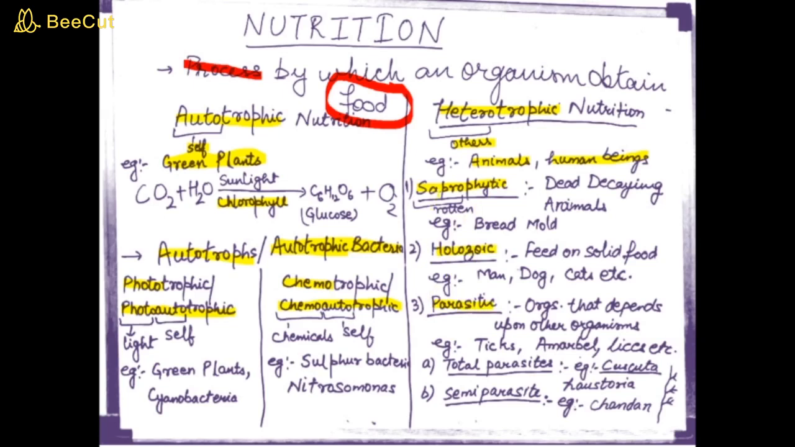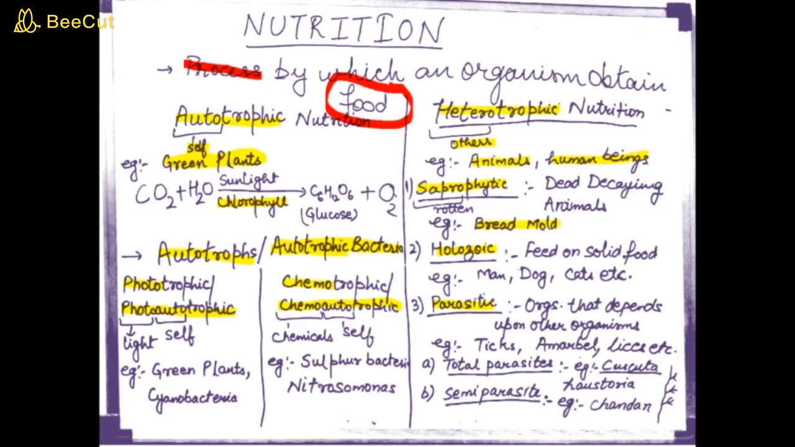Saprophytic mode of nutrition: sapro means rotten, so the organisms that derive their nutrition from dead decaying organisms follow the saprophytic mode of nutrition. The best example is bread mold, or any fungi. Fungi is a saprotrophic organism because it derives its food from dead and decaying substances. Therefore, it is the best example in this.